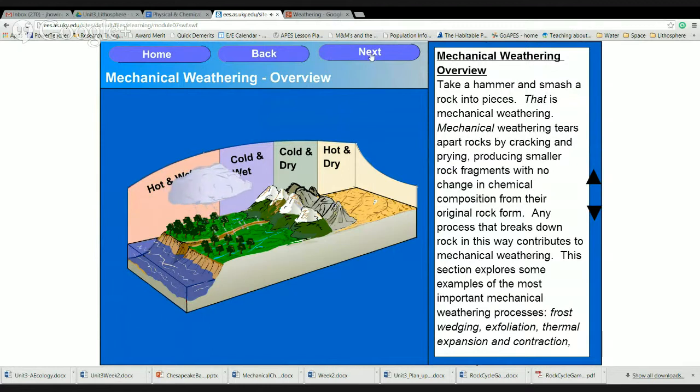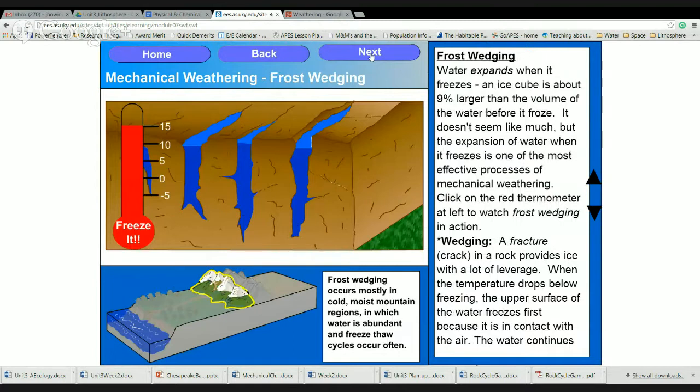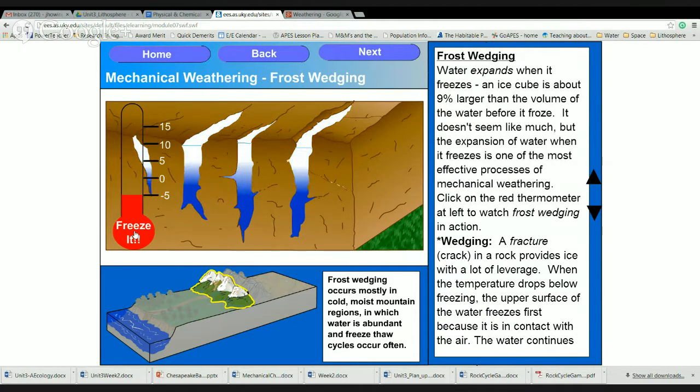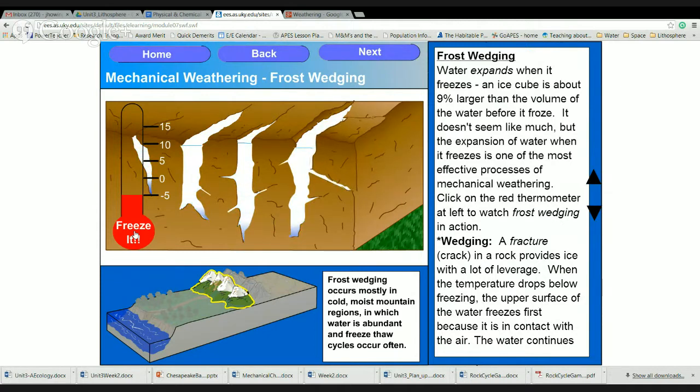So the first kind of physical weathering that we're going to talk about is frost wedging or ice wedging. As water gets down in the cracks of rocks and freezes, it expands. When it expands, it pushes the rock pieces apart. And then that process can repeat. The water will melt. There are new cracks, as you can see here, that formed.